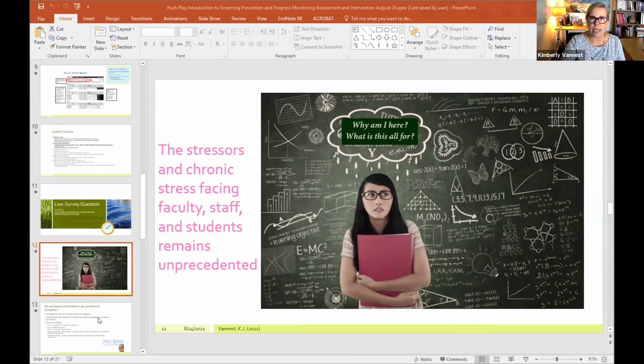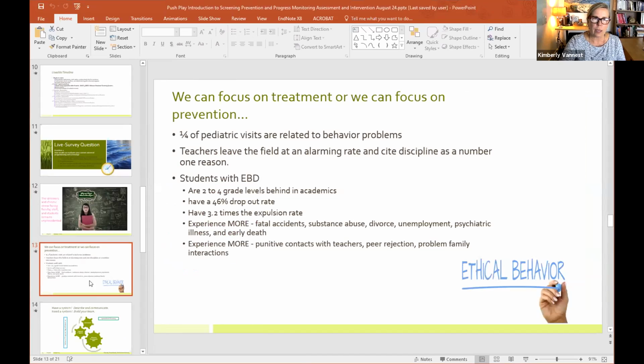So this is the context that is different than what we've ever faced before. And what I would suggest is that we can focus on the treatment at the very far end for our most severe kids, or we can spend more time focusing on prevention. We know that a quarter of pediatric visits are related to problem behaviors. Parents are not coming to schools to talk about that. They're going to their physicians. So they're not finding us the ideal place to talk about the needs that they're experiencing with their kids, or a place to get help. Teachers are leaving at an alarming rate, and this was pre-pandemic.